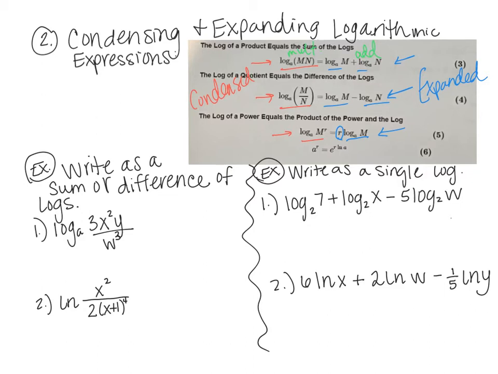I'm also going to put division and subtraction together. So in a condensed form, my division will turn into an expanded form of subtraction and vice versa. Okay. So those seem to typically make sense. Add turns to multiply, multiply turns to add. Subtract turns to divide, divide turns to subtract. So those kind of go together.